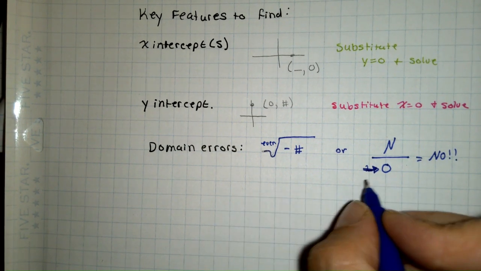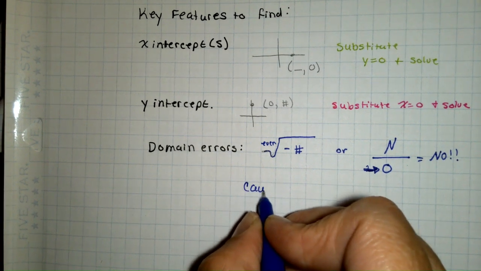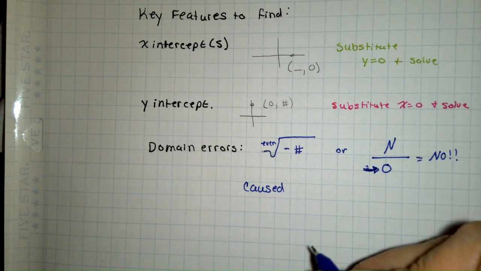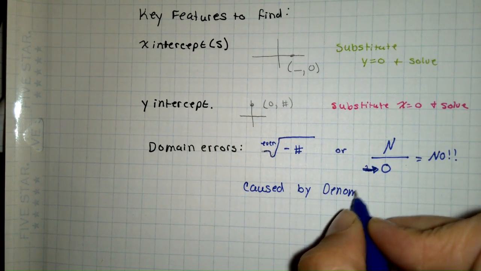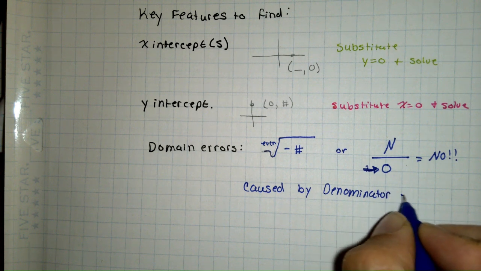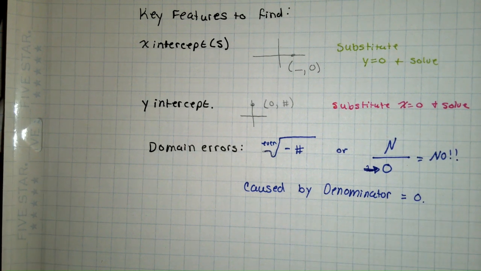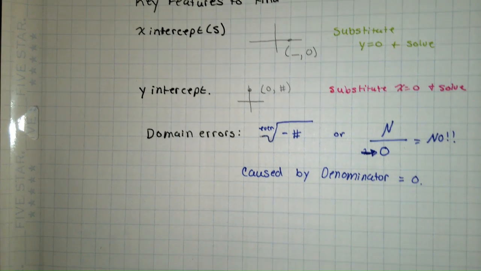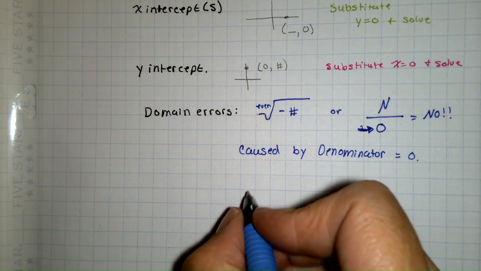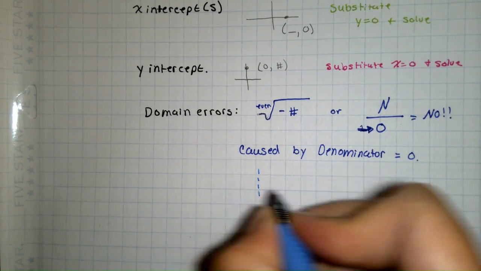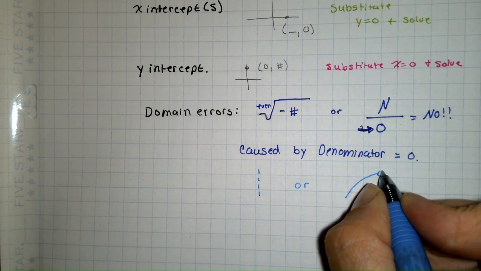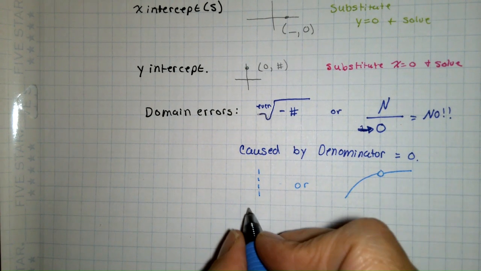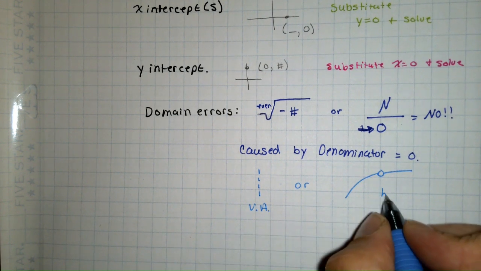So domain errors are caused in today's lesson by the denominator equaling 0. Now, the domain error can cause a vertical asymptote or a hole. I'll abbreviate vertical asymptote, hole.